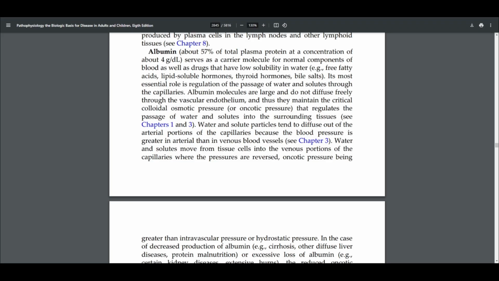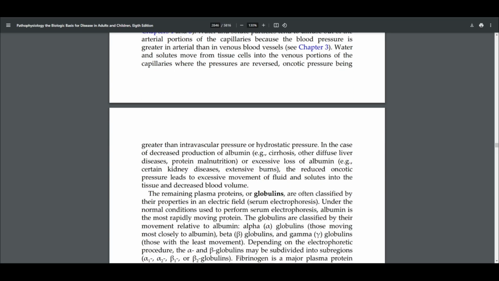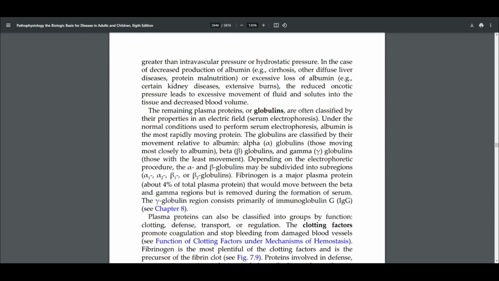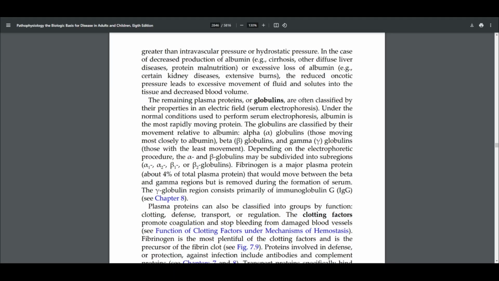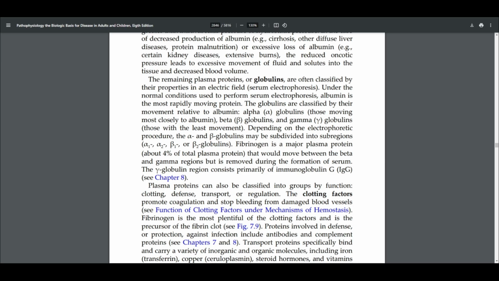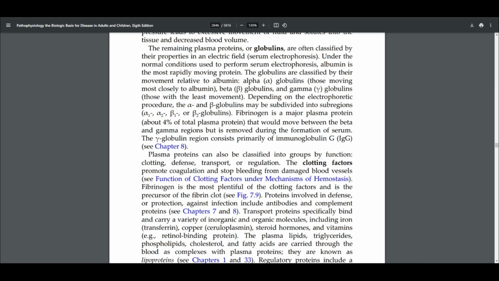Water and solute particles tend to diffuse out of the arterial portions of the capillaries because the blood pressure is greater in arterial than in venous blood vessels. Water and solutes move from tissue cells into the venous portion of the capillaries, where the pressures are reversed, oncotic pressure being greater than intravascular pressure, or hydrostatic pressure. In the case of decreased production of albumin, or excessive loss of albumin, the reduced oncotic pressure leads to excessive movement of fluids and solutes into the tissue and decreased blood volume.